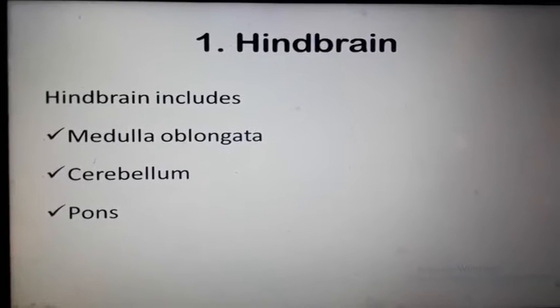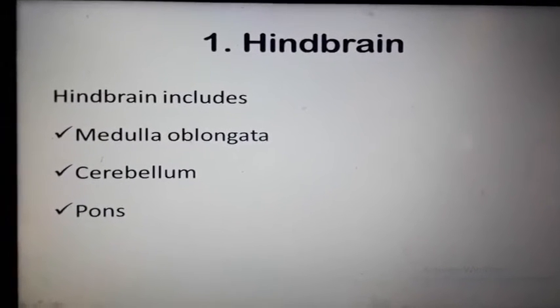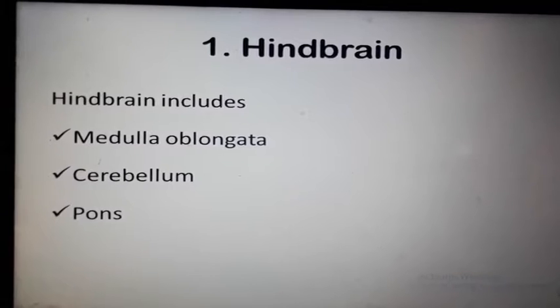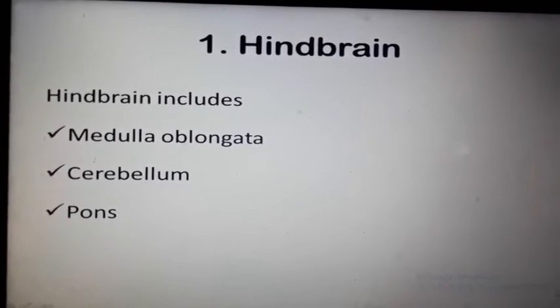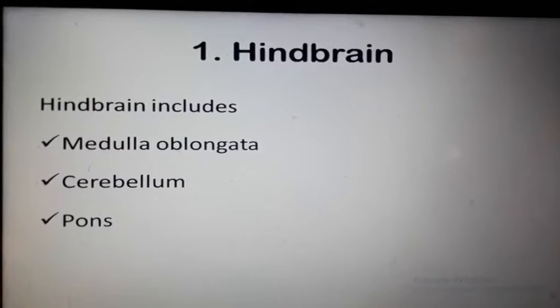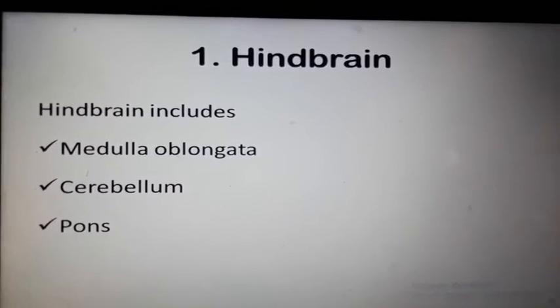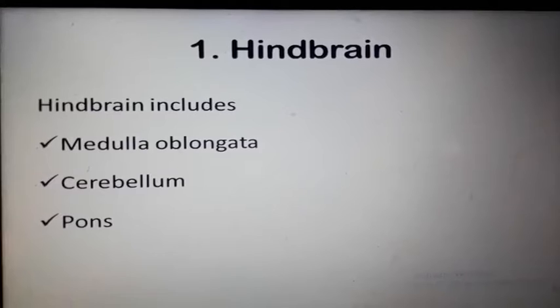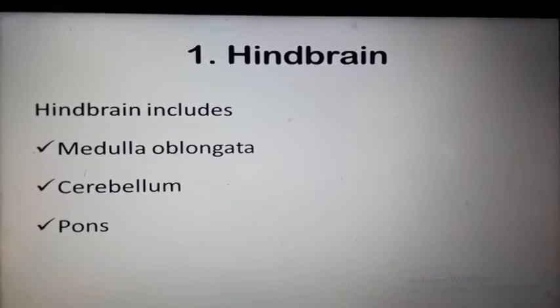Next is the cerebellum. The cerebellum is an outgrowth of the medulla oblongata, and it coordinates motor activity. It is associated with limb movement, maintaining posture, and also spatial orientation.